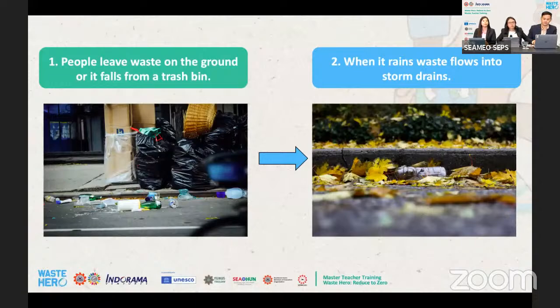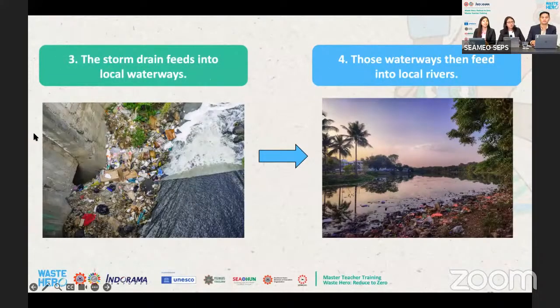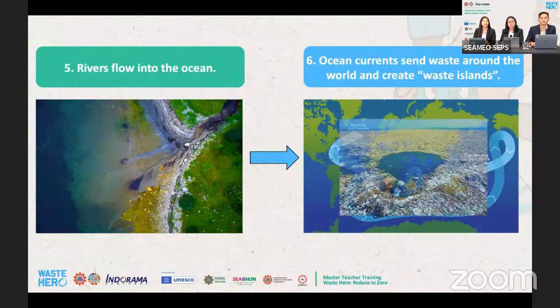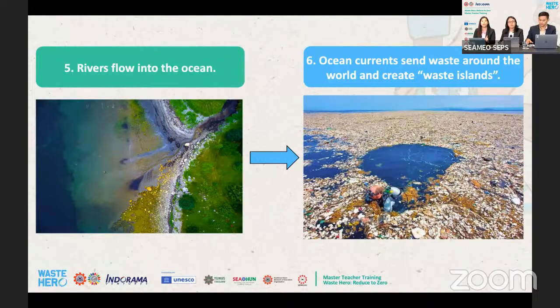Step 3, the storm drain feeds into local waterways, and those waterways then feed into local rivers. Next step, all the rivers fall into the ocean, and finally the ocean currents send waste around the world and create waste islands, like in the picture. It's going to look like this at the end.